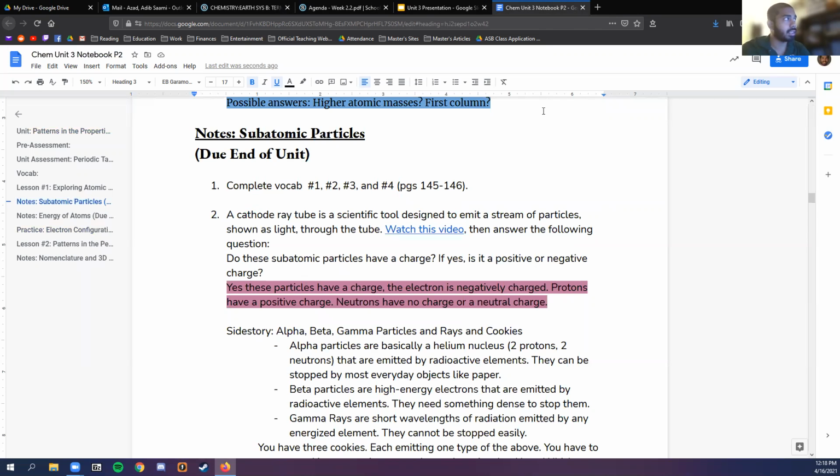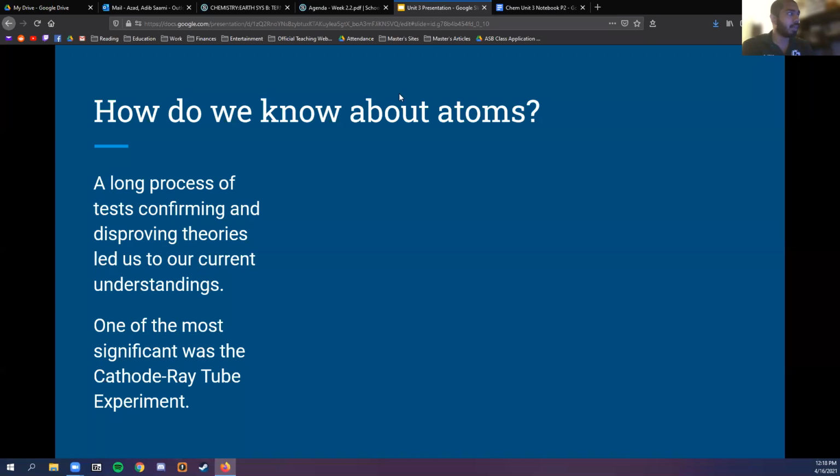Okay. And so the start of our notes here are the start of subatomic particles. You're all aware of what an atom is, hopefully. An atom is our basic building block. And we start off our notes here with kind of a history lesson. How do we get to our knowledge about atoms?